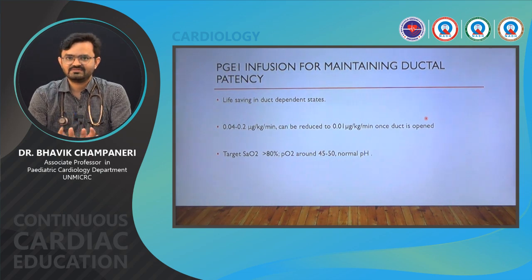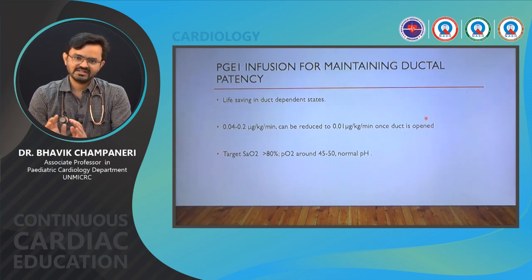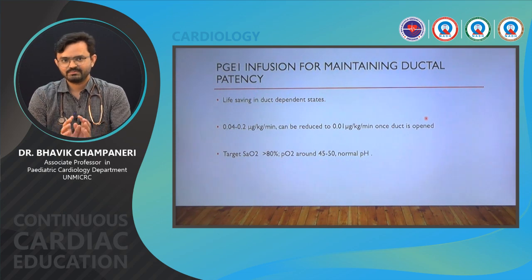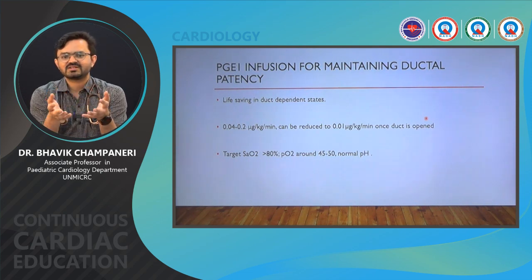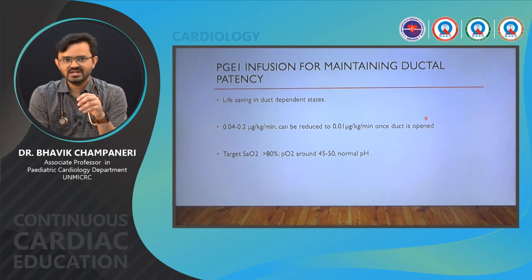Prostaglandin infusion is life saving. So everyone should be aware of prostaglandin infusion. In any duct dependent condition, either systemic or pulmonary, prostaglandin works wonders. Immediately it opens the PDA, and it will provide alternative blood supply to the necessary organs. It's usually started at a dose of 0.04 to 0.2 microgram per kg per minute, and once ductal patency is achieved, it can be reduced down to 0.01 microgram per kg per minute.